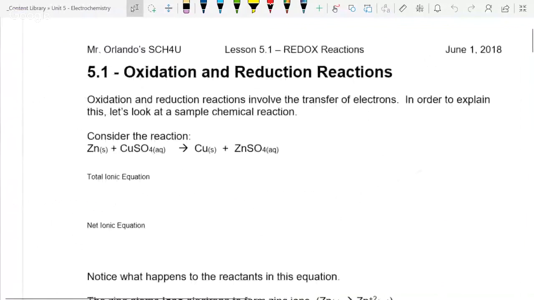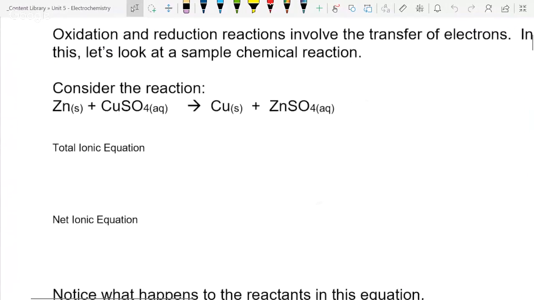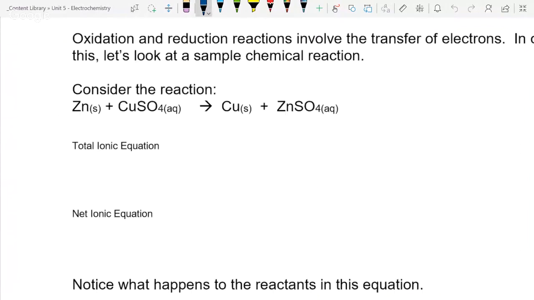I want to write this out as an ionic equation, as a total ionic equation. And who can tell me what that would look like? Let me ask you, when I say an ionic equation, how is that going to be different than just the chemical equation that's written there?